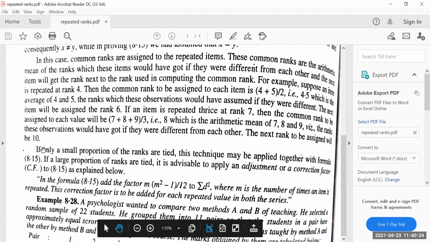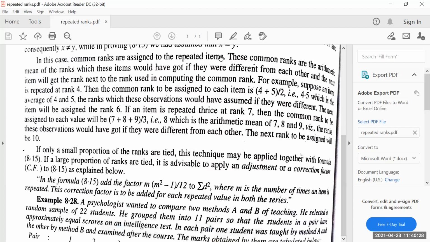Now in this case common ranks are assigned to the repeated items. The items that are repeating will both be allotted the same rank. These common ranks are the arithmetic mean of the ranks which these items would have got if they were different from each other, and the next item will get the rank next to the rank used in computing the common rank. What is the meaning of this?